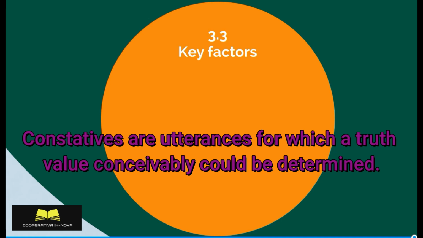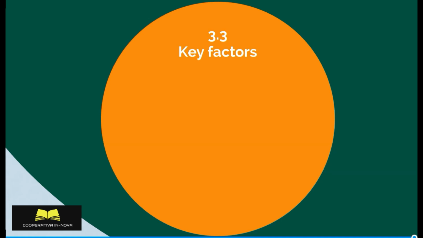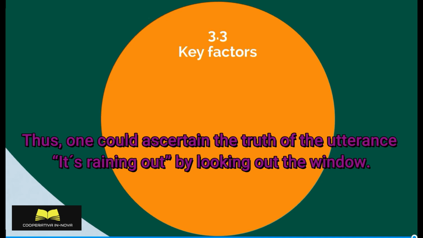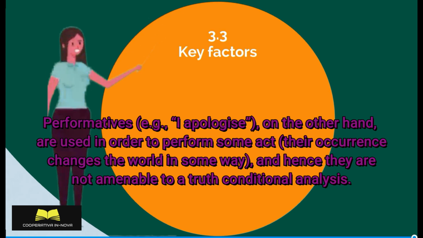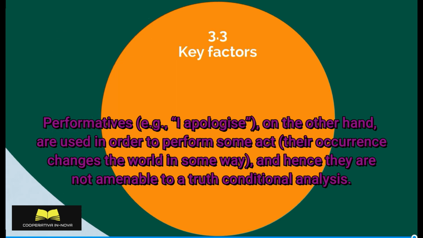Constatives are utterances for which a truth value conceivably could be determined. Thus, one could ascertain the truth of the utterance, "It's raining out," by looking out the window. Performatives, for example, "I apologize," on the other hand, are used in order to perform some act. Their occurrence changes the world in some way, and hence they are not amenable to a truth-conditional analysis.